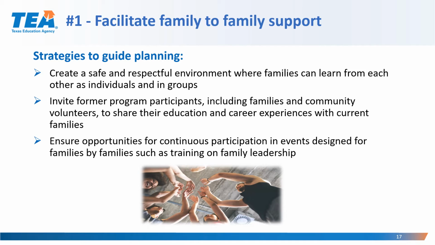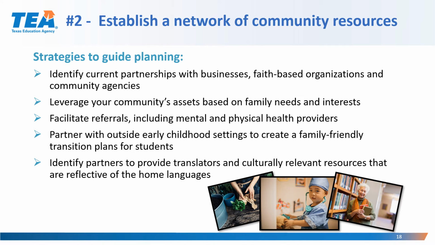Remember in this section of the plan that you will first name the component and write the short description statement of the component, and then record the activities and events that relate to facilitating family-to-family support. The second component is to establish a network of community resources. Families may have needs that require assistance, and if the needs are not met, it may affect the children. Schools sometimes do not have all required supports for their families, so they may need to look at organizations in their community for additional resources.